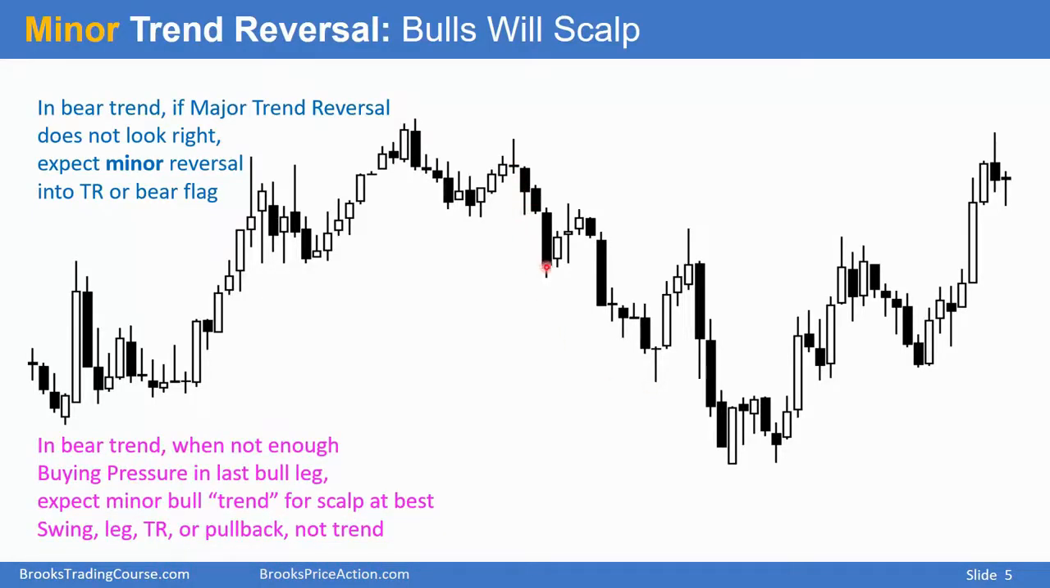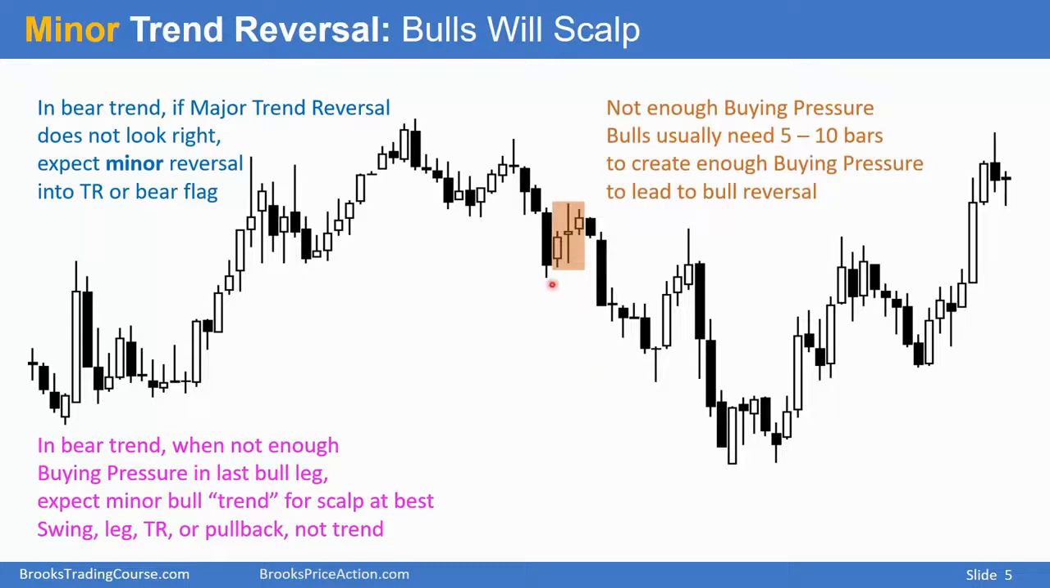For example, here we have a bear trend and we have an attempt to reverse, but a minor reversal. Is this enough of a reversal up for traders to expect the next reversal up to be a major reversal? No, it's not enough buying pressure. It only lasted a few bars. If you look at a smaller time frame chart, you might start looking for a major reversal. But on this chart, this is not enough buying pressure for traders to look for a major trend reversal. So the next reversal up is probably going to be minor, which means a bear flag or part of a trading range.